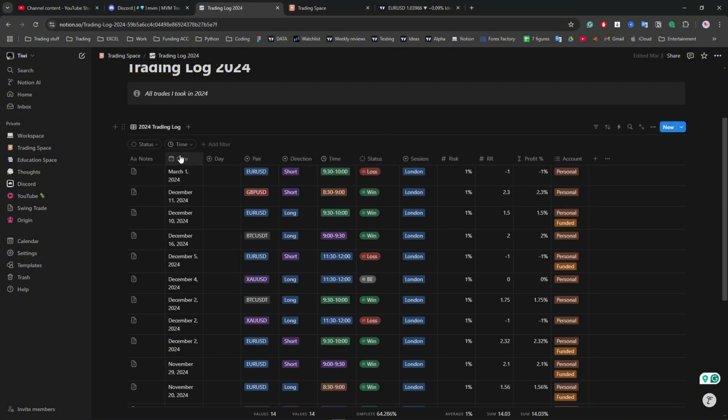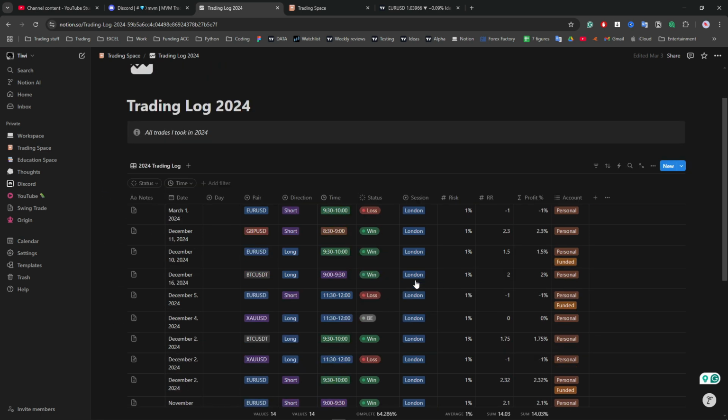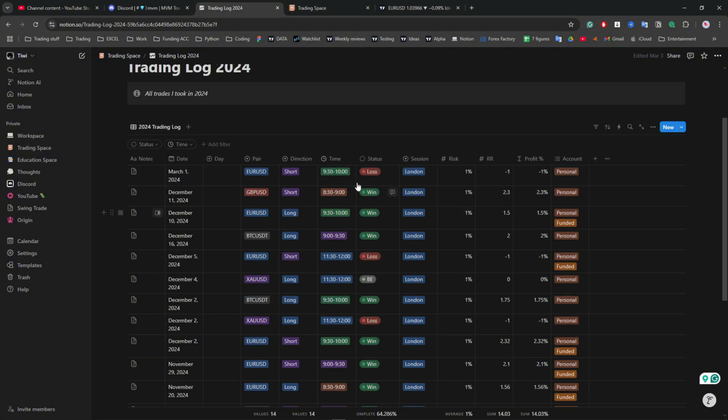Now, as you can see here, I prepare basically these things: status and the time. Status basically tells me whether I win, lose, or take a break-even trade, and obviously the time. Usually I trade the London session, but I also trade the New York session from time to time. Nowadays, based on my timeline, I'm focusing on the London session.